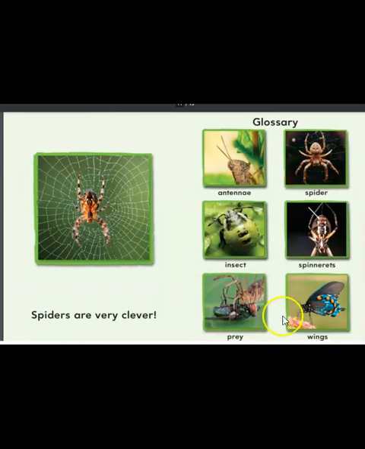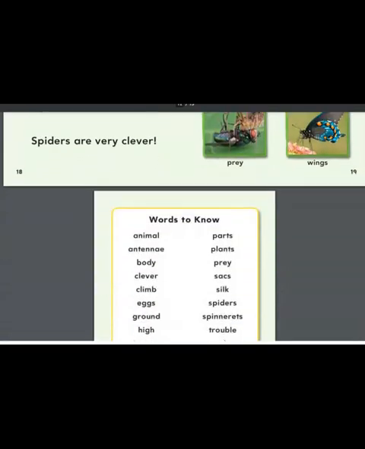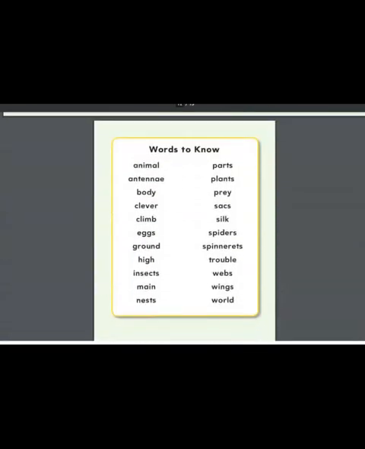So now, spiders are very clever. And here is a picture glossary of the words that we learned about in this book. Antenna, spider, insect, spinnerets, prey, and wings. And here are words to know that we learned in this book.